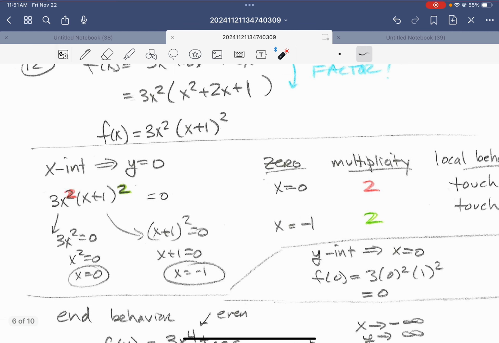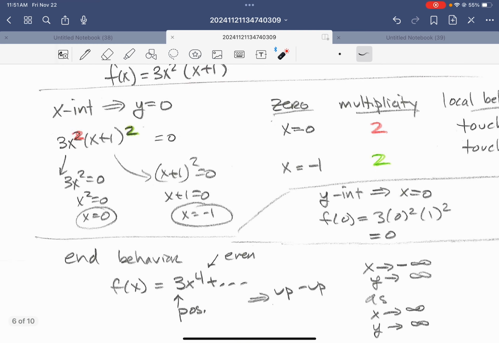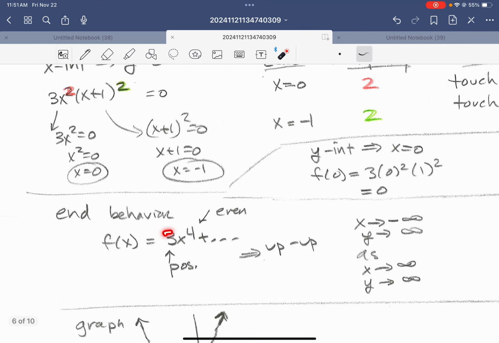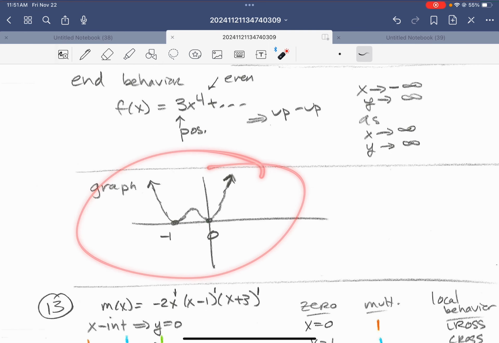And then the end behavior, if I were to multiply this out and get a whole bunch of stuff, I think the first term is going to be this thing multiplied by an x squared. And then I may have other stuff. That leading term is going to give me the end behavior, and so that leading term is going to be 3x to the fourth. Since it's even and positive, I know my end behavior is up, up, which is written like this. Putting it all together, you would have a graph that looks like this.